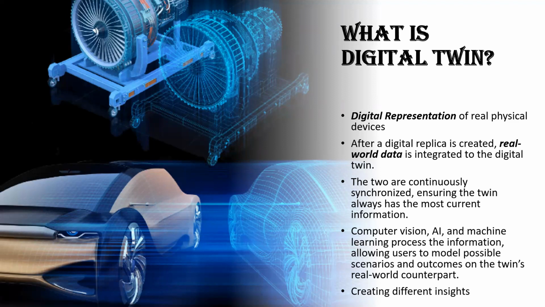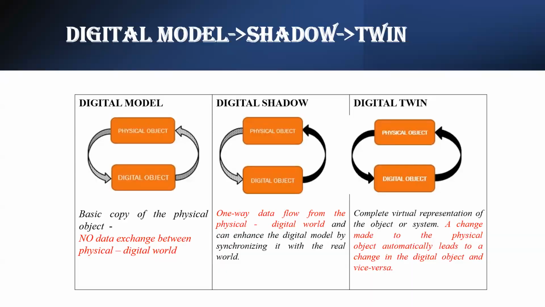But before that, we need to have certain things clear in our mind. These are 3 different words that are used today. One is the digital model, where we have a physical object and a digital object, but there is no data exchange between the physical and digital world. This kind of model is called the digital model. Then this got enhanced to something called digital shadow, in which there is one-way data communication, either from that to this or from this to that.